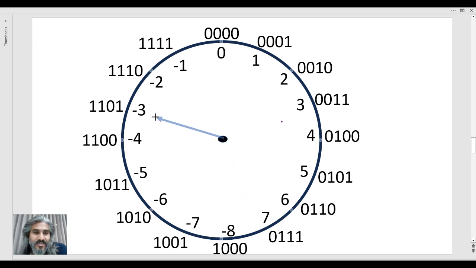Another part is how do we arrive at the complement? So, for example, 5. How do we arrive? For example, 2.